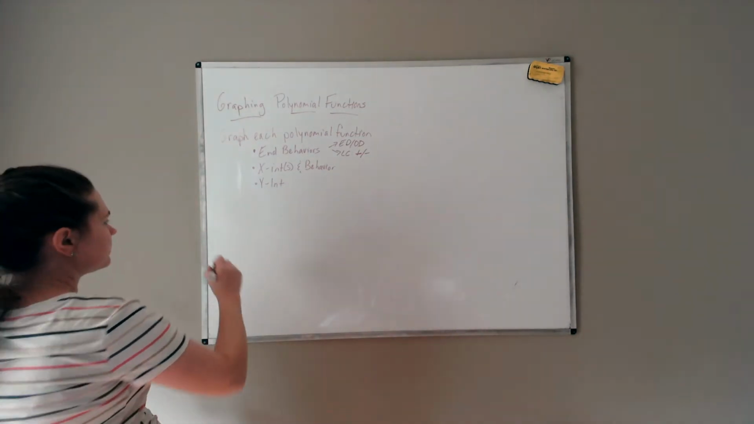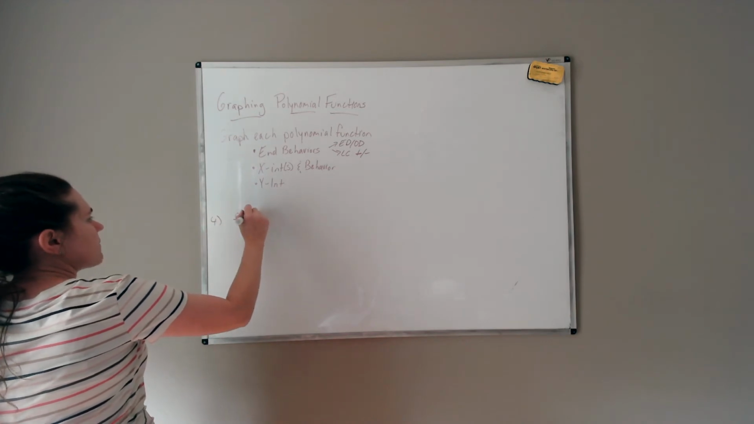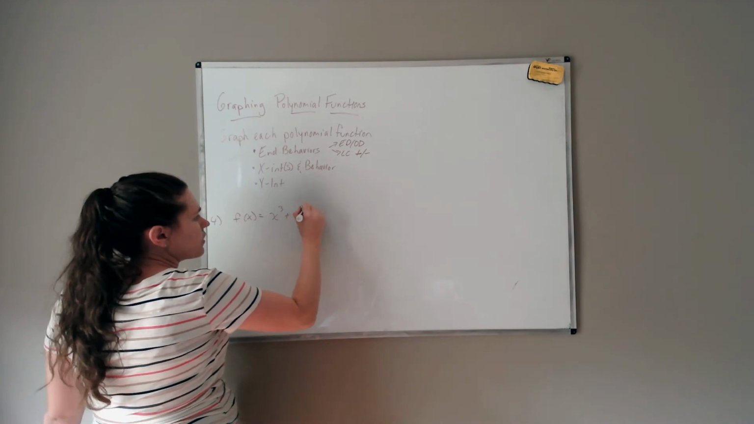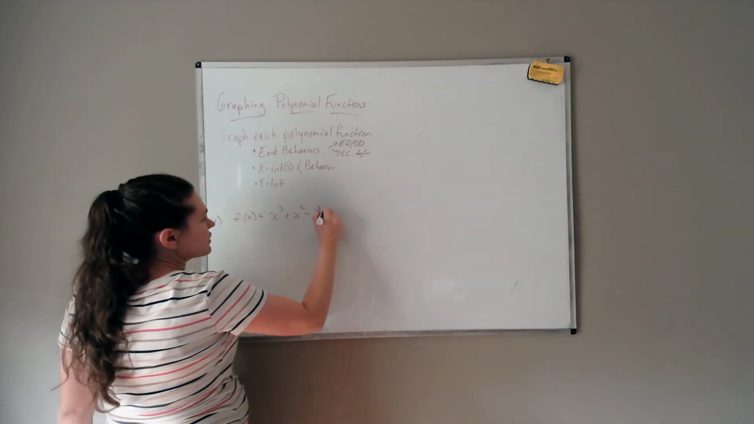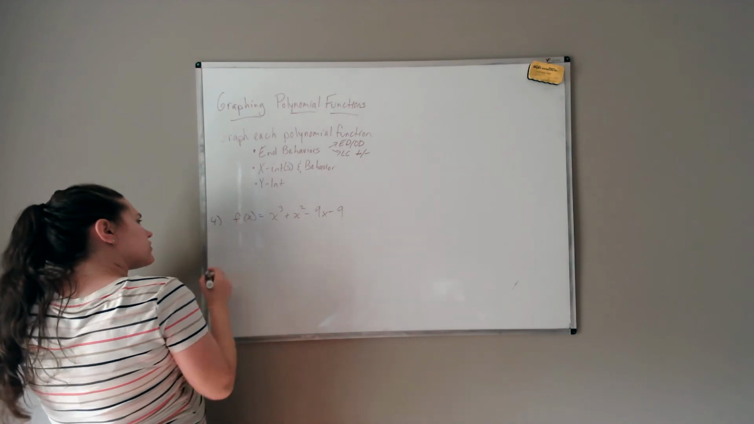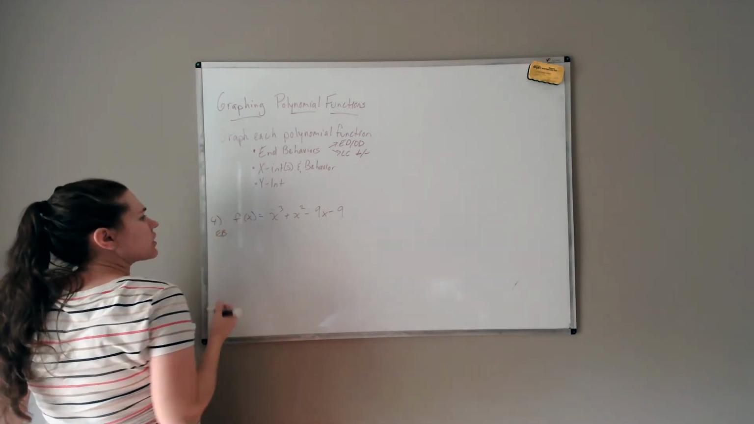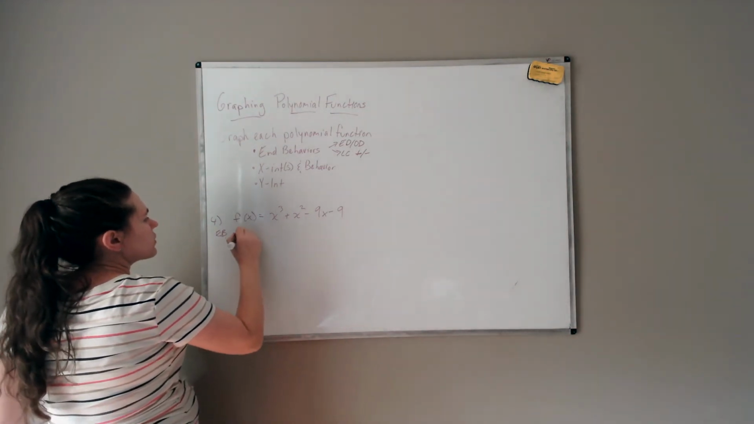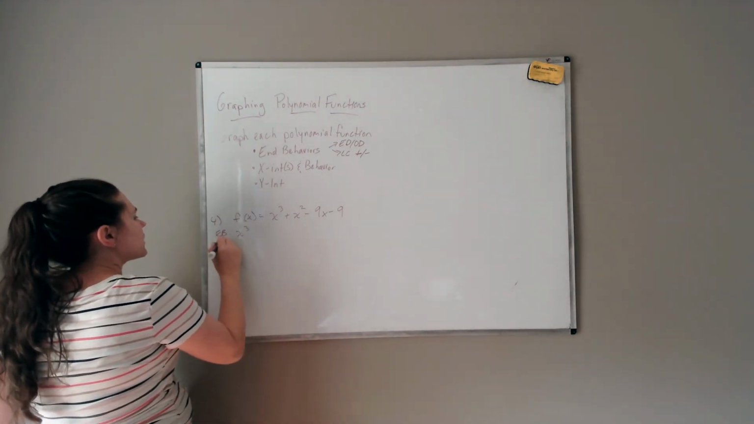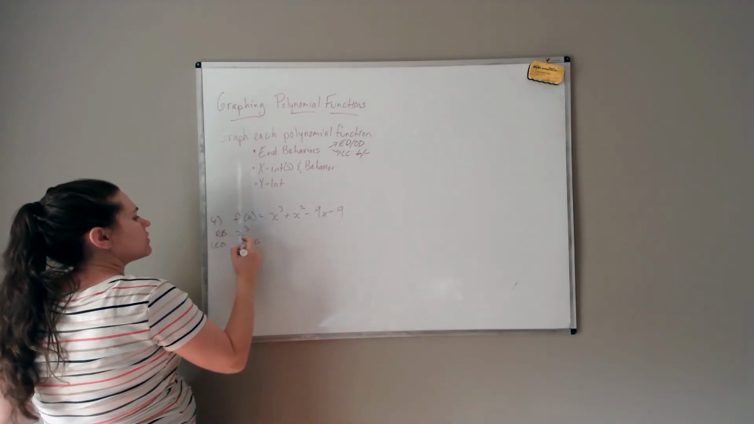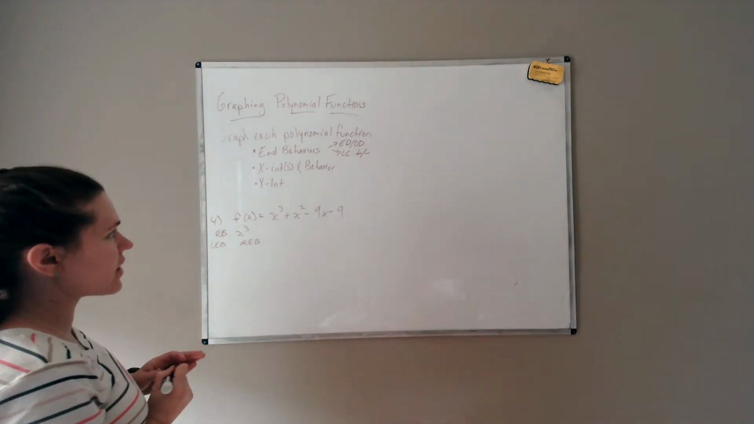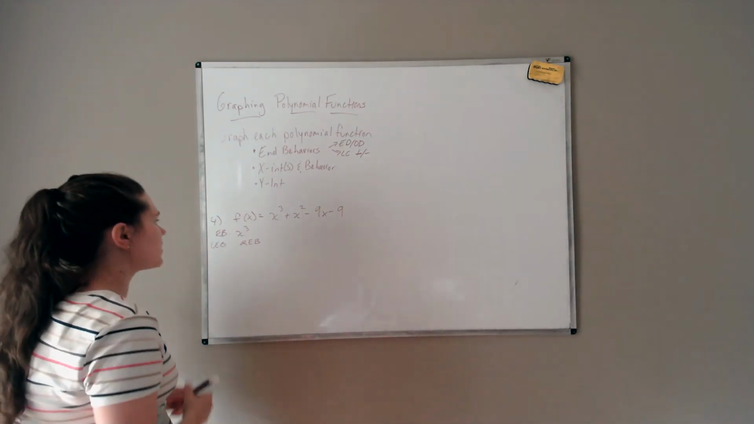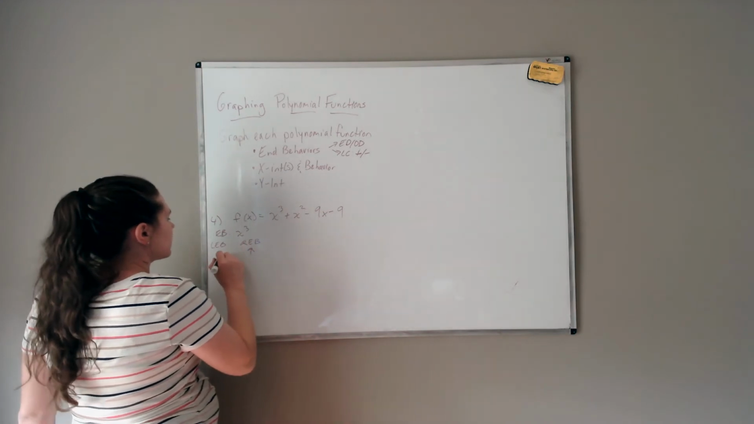Number 4, f of x equals x to the 3rd plus x squared minus 9x minus 9. Okay, so first thing is end behavior. This is in standard form already, so you can pull out the leading term. The leading term is x to the 3rd. So the right end and the left end are going in opposite directions because the degree is odd, and the leading coefficient is positive, so the right end goes up and the left end goes down.